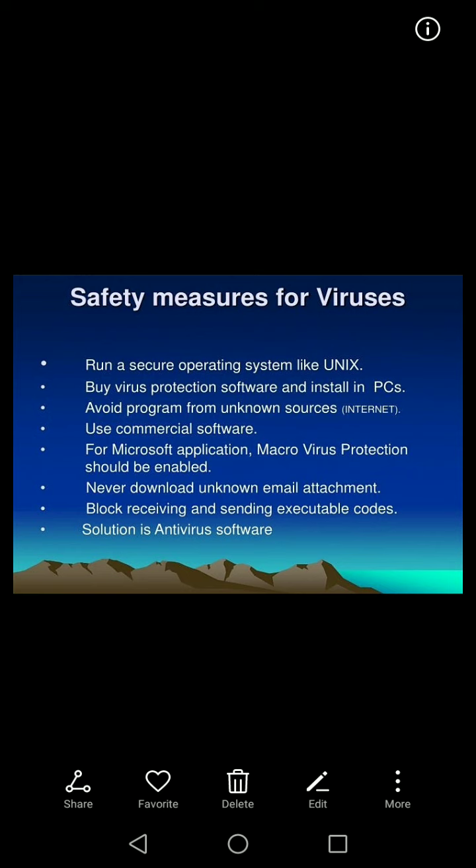Use commercial software. For Microsoft applications, macro virus protection should be enabled. In the Microsoft operating system, we must enable virus protection. Never download an unknown email attachment. If you receive an unknown email from any unknown person, please don't download the attachment. There must be a virus. Block receiving and sending executable codes. You can block receiving and sending codes.